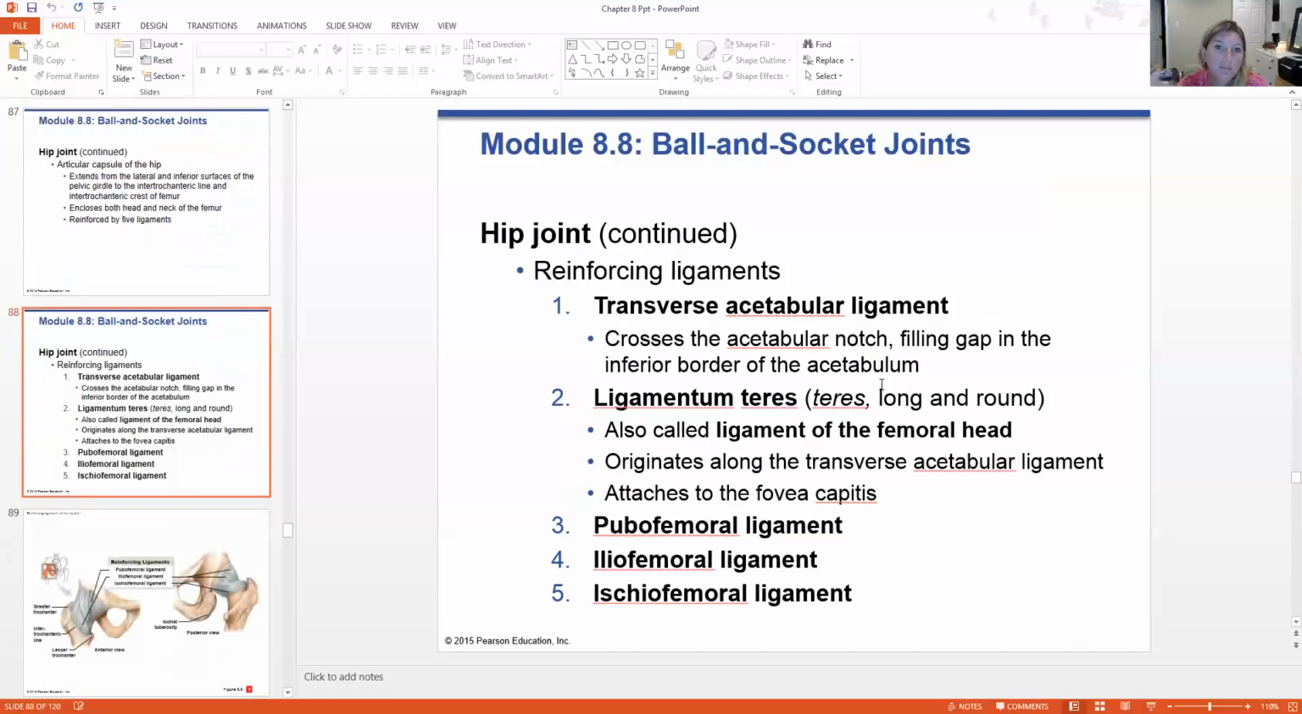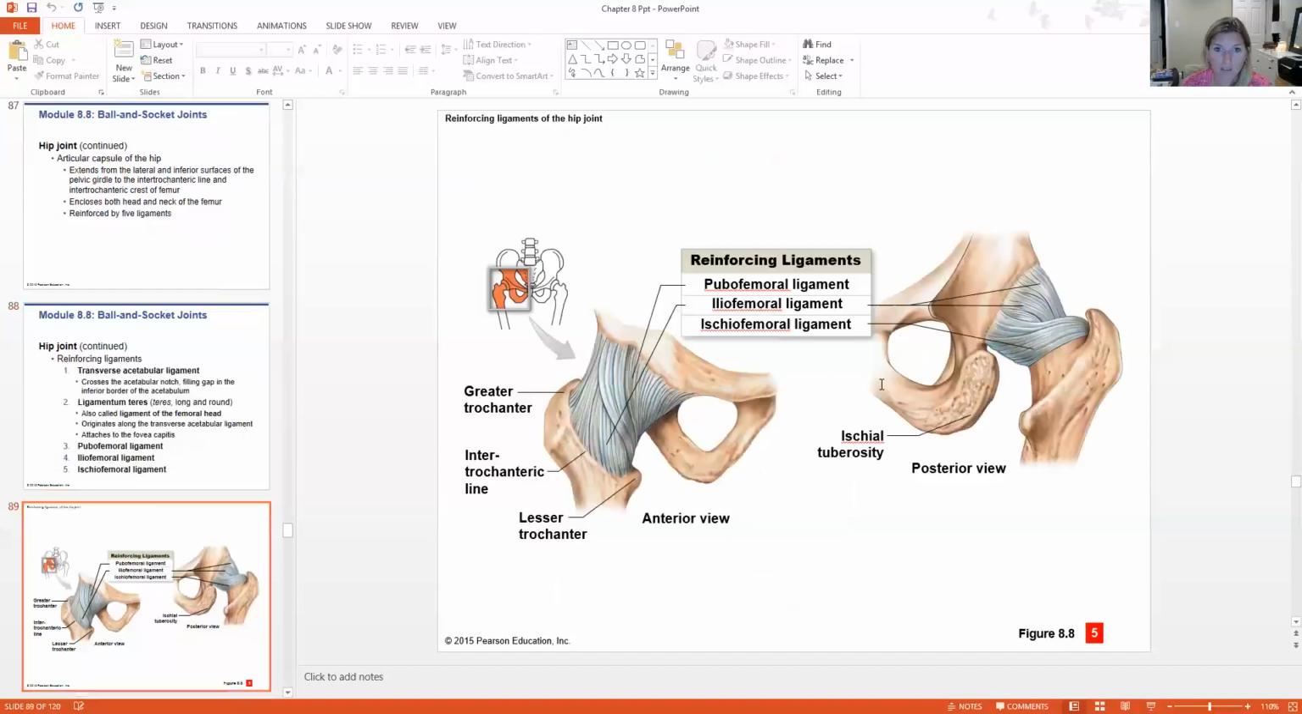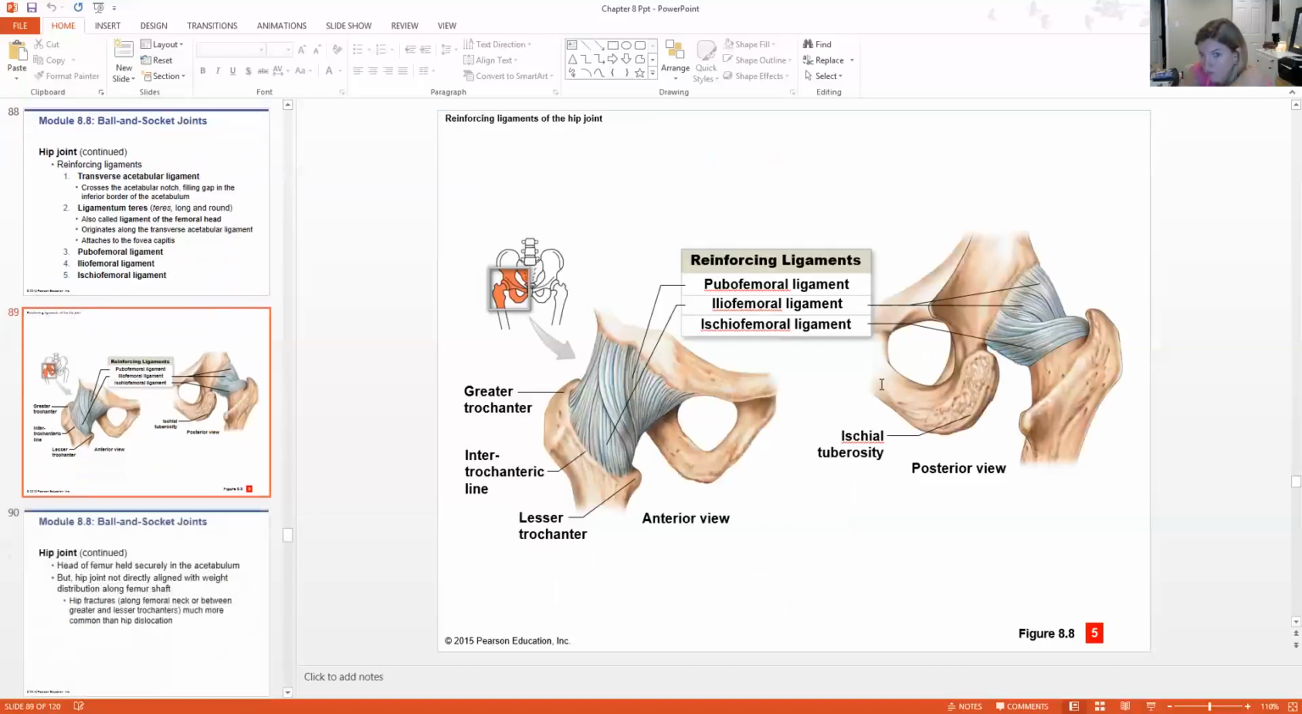You also have the ligamentum teres, also called the ligament of the femoral head. We'll probably just call it the ligamentum teres. It's the only one of this joint that doesn't have a specific name to it. It attaches to the fovea capitis of the femur. Pubofemoral, iliofemoral, ischiofemoral ligaments. There they are.